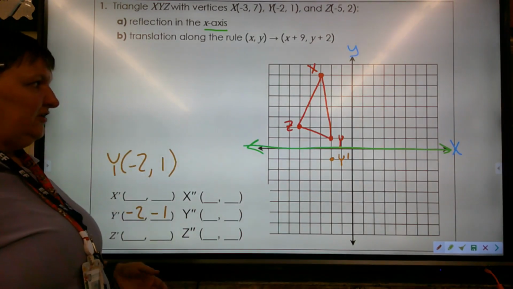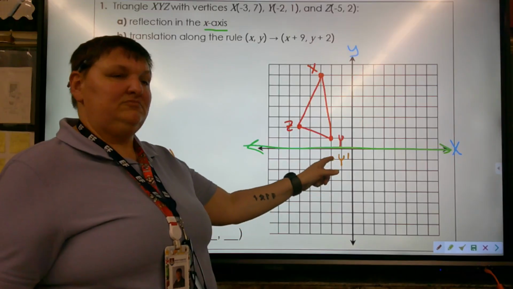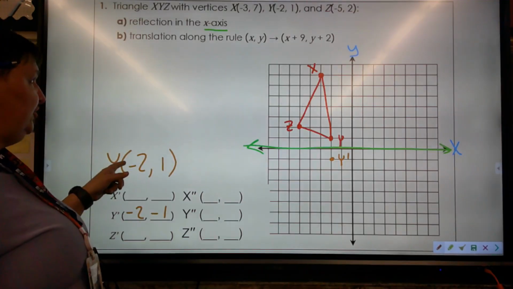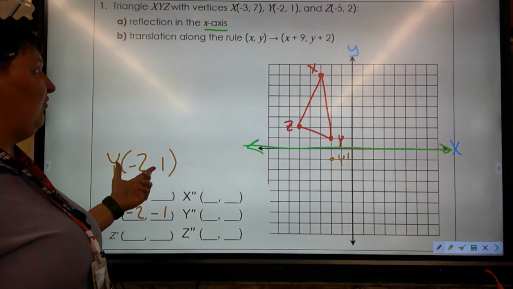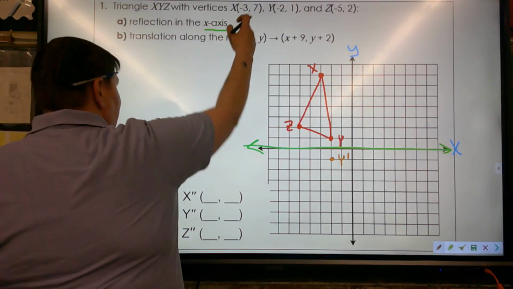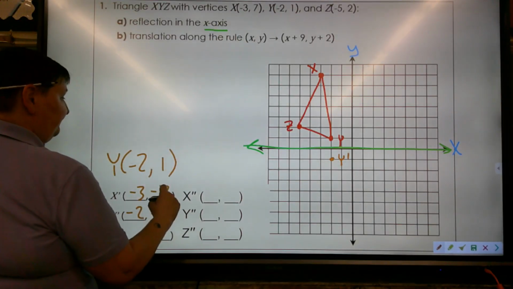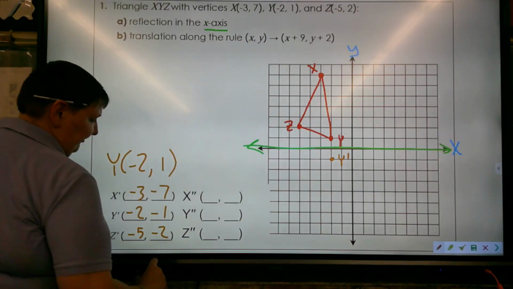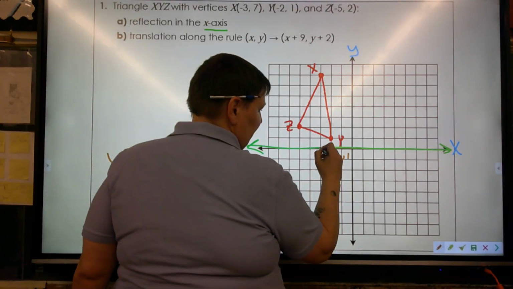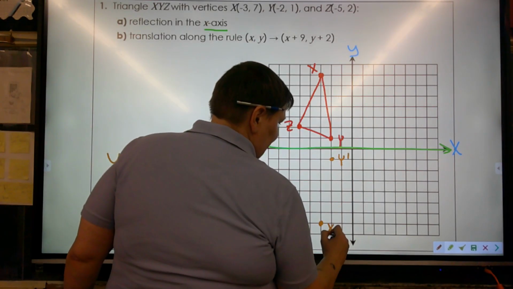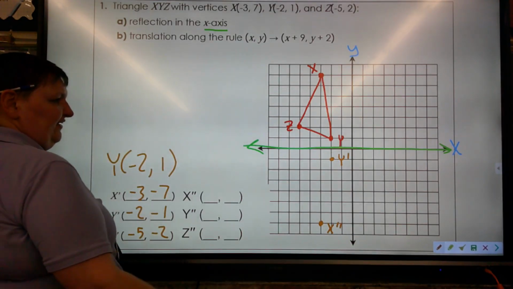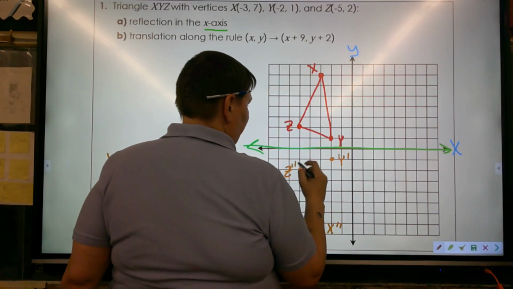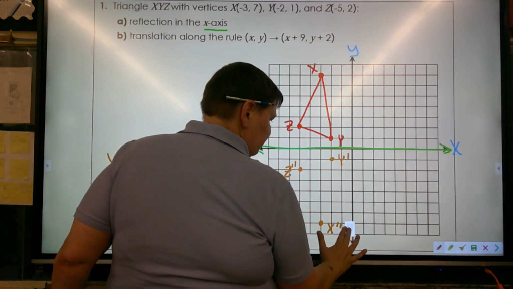That's the rule. You can either move them 1 point at a time, like we did with y prime, or you can figure out the rule. Once you know the rule, you just change the sign of the y values. So it's going to become negative 3, negative 7, negative 5, negative 2. And then you graph it. Negative 3, negative 7, x prime, negative 5, negative 2, z prime. Just one prime. My apologies.